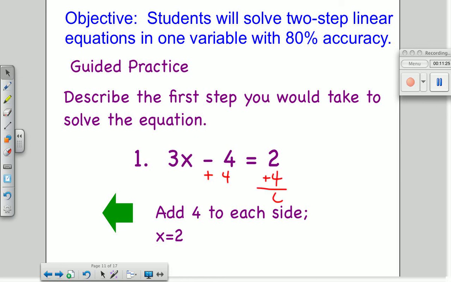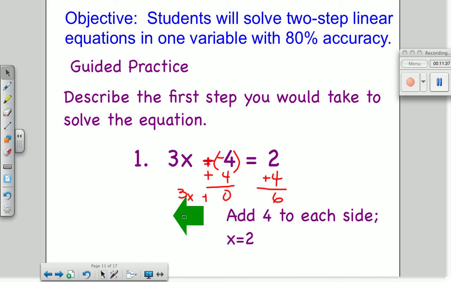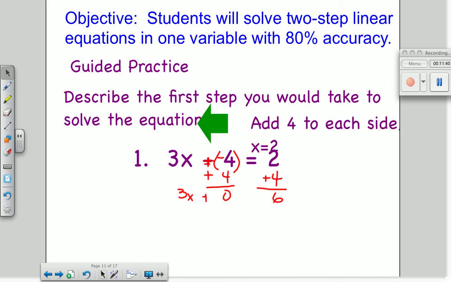2 plus 4 is 6. Negative 4, remember we changed this to a negative. Negative 4 plus 4 is 0. 3x plus 0 is just 3x. And now I have multiplication, 3 times x. I divide both sides by 3. Now I have x by itself. And 6 divided by 3 is 2. X is 2.